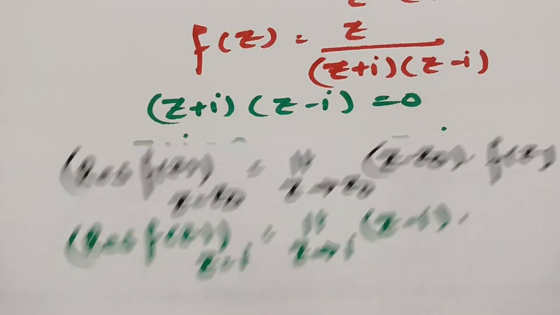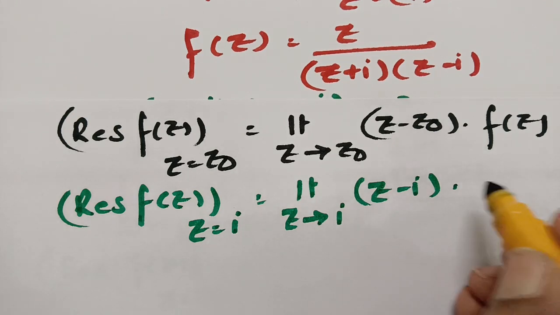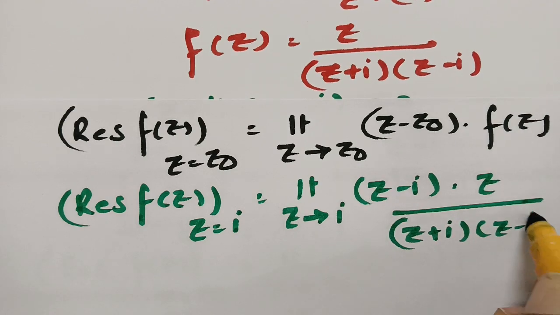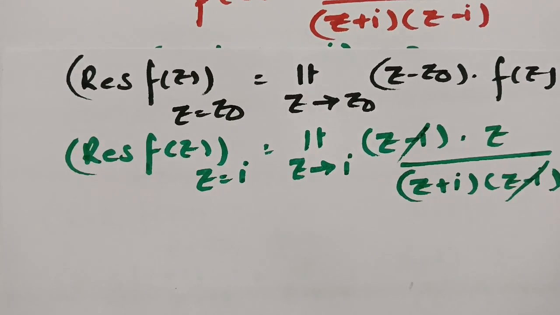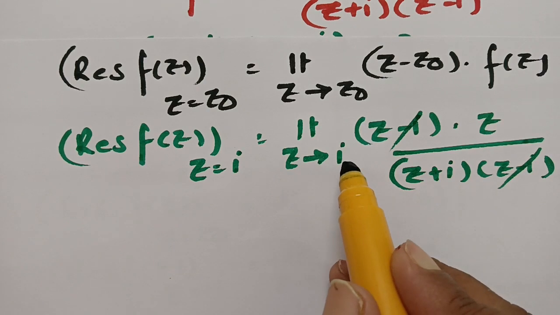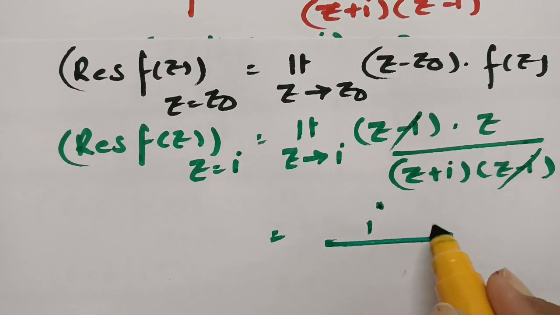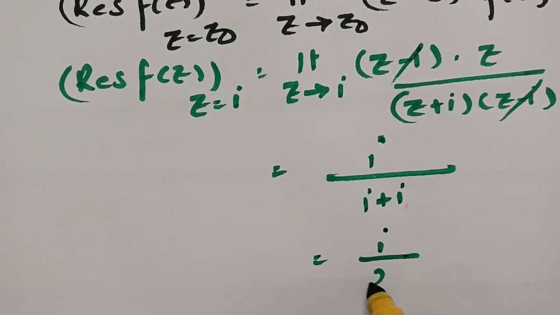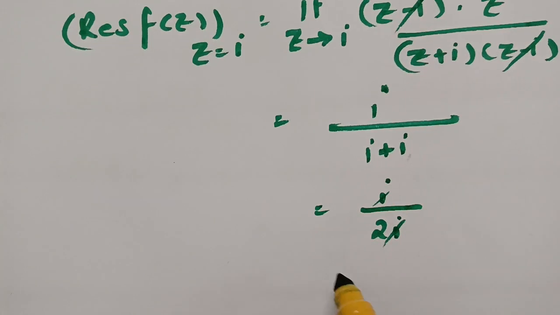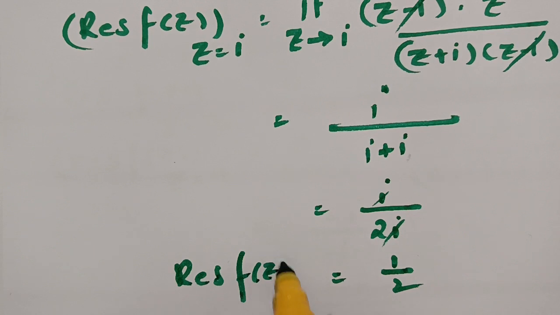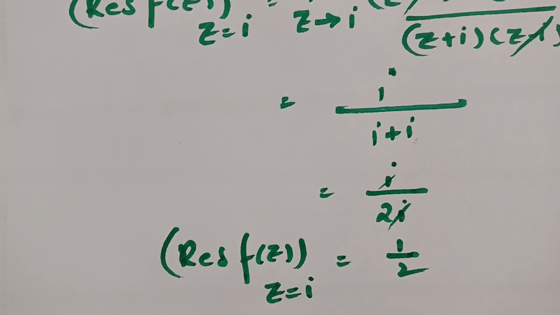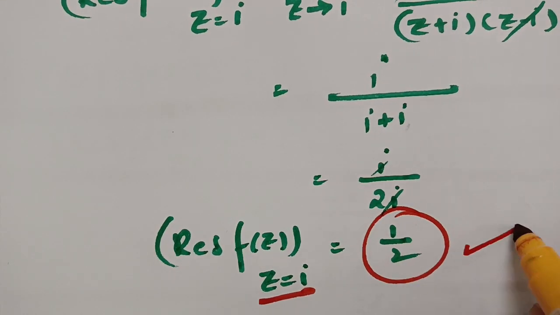So what is the f of z value? F of z value is nothing but z by z plus i into z minus i. If I cancel z minus i from the numerator as well as denominator and substitute the value of z as plus i, this will be i by 2i. If I cancel this i, the value remains as half. So at the pole value z is equal to i, the residue value is equal to half.